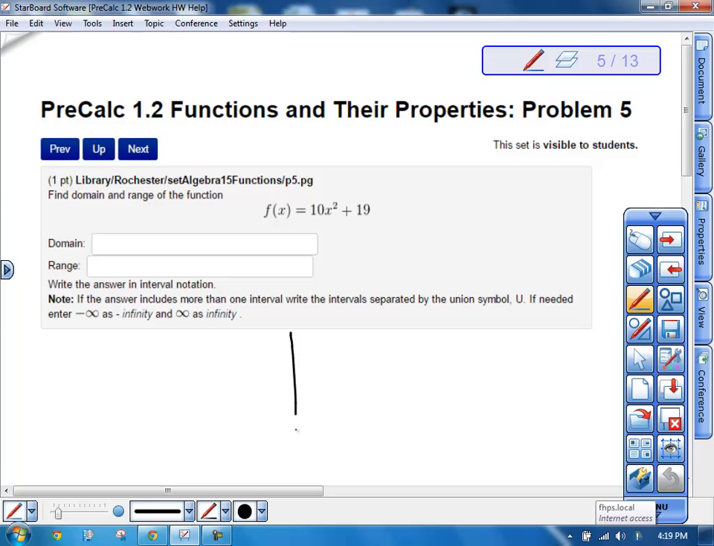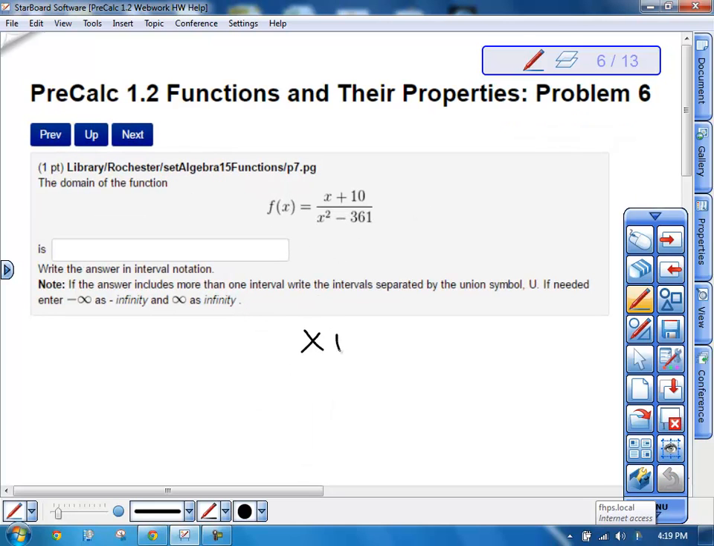Next one is a parabola. This thing's been shifted up 19 units. You can graph it in your calculator if you don't believe me. So the domain's all real numbers. We can do negative infinity, I think you've got to spell it out, to positive infinity, it's all real numbers. And then the range is from 19 on up to positive infinity. I can include 19 because it actually goes through 19.